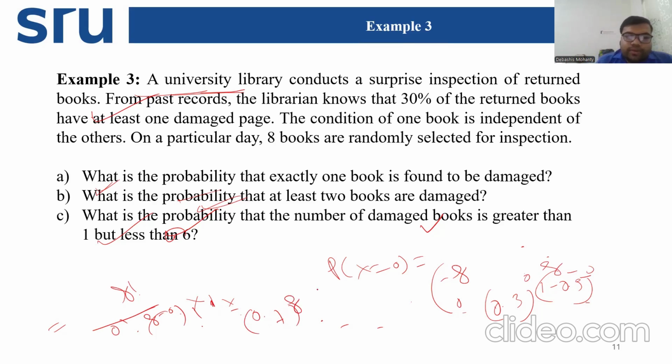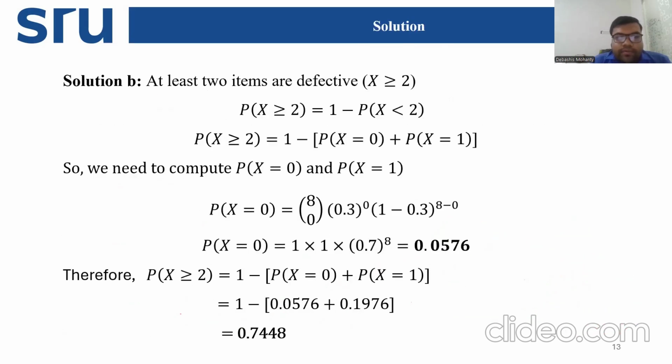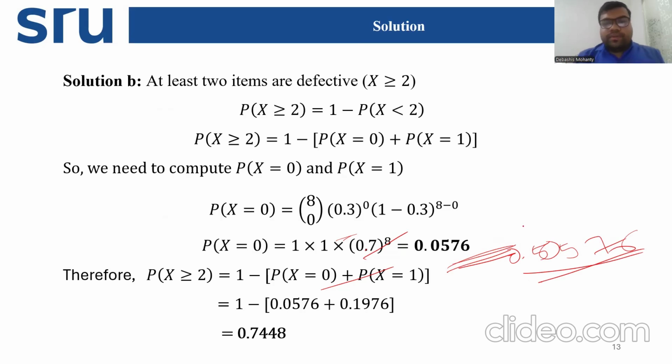Okay, students. So here we get the value of the probability of x equals 0. 8C0 is 1, 0.3 to the power 0 is 1, and then 1 minus 0.3 to the power 8 minus 0 is 0.7 to the power 8. This gives the solution 0.0576. Students, this is the probability of x equals 0.